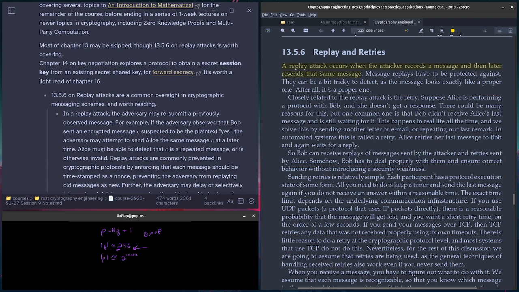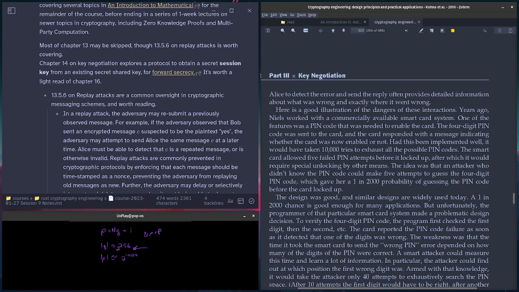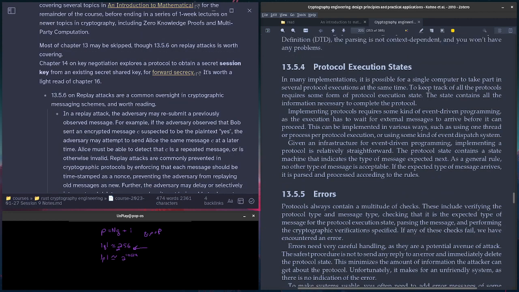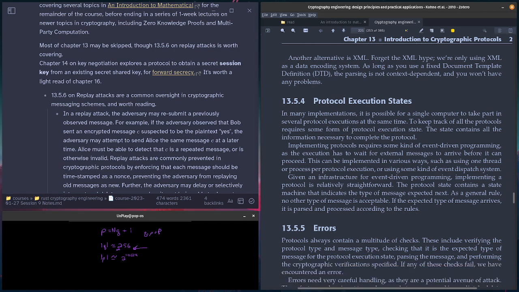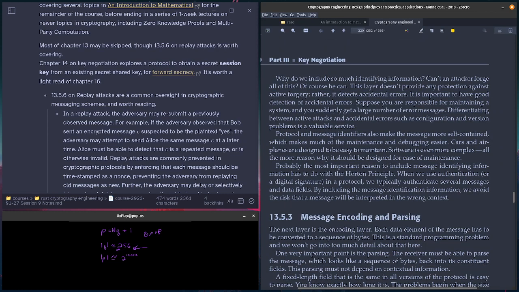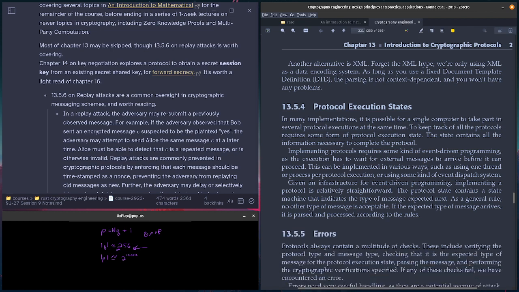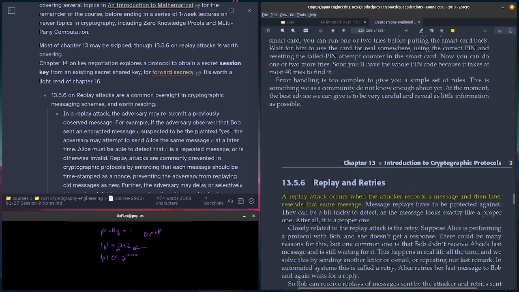So chapter 13, most of chapter 13 is more or less, I forget exactly what it was, but it was kind of extraneous to anything that I think is generally interesting or useful. Kind of goes through some... what is it even about? I think it's talking about message encoding and parsing, which we talked about a bit before, protocol execution states and errors, which are like a high-level take at what programming is, but without an actual programming language. I found this to be largely useless.